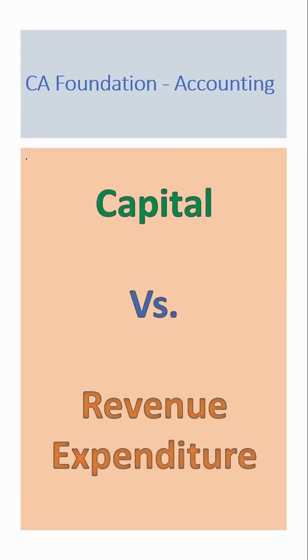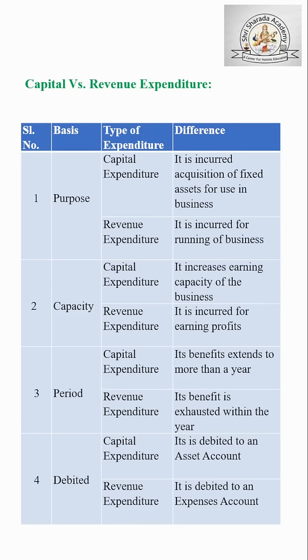What is the difference between capital expenditure and revenue expenditure? We can think along these lines to decide whether an expenditure is capital or revenue. The first point is purpose. The purpose of incurring capital expenditure is to acquire an asset, whereas the purpose of incurring a revenue expenditure is basically to run a business or to maintain the asset.